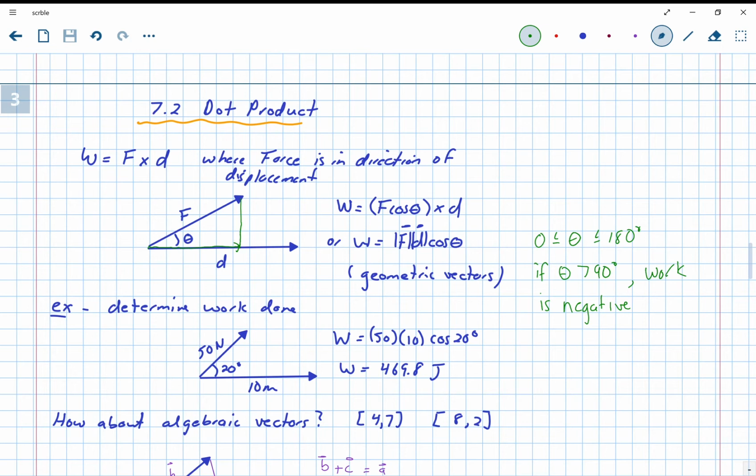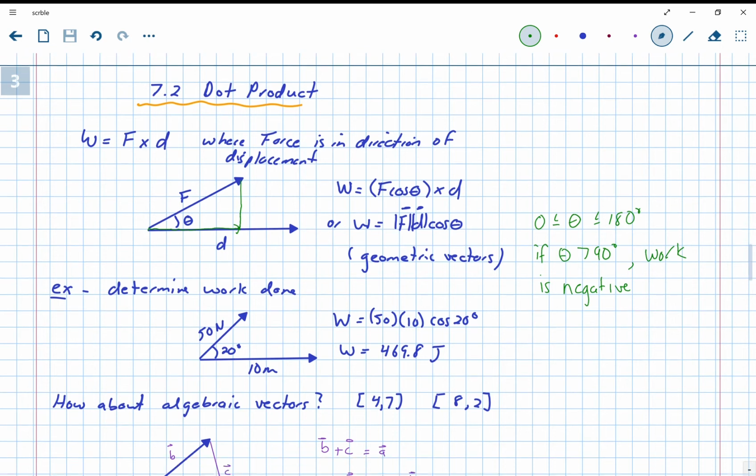Okay, so example here, determine the work done. So we have a 50 Newton force acts 20 degrees from the displacement, and you're displacing an object 10 meters. So the work is equal to 50 times 10 times cos 20, which is 469.8 joules.